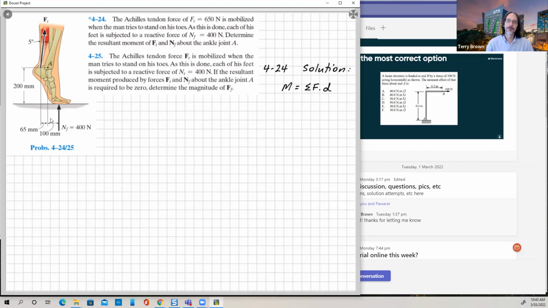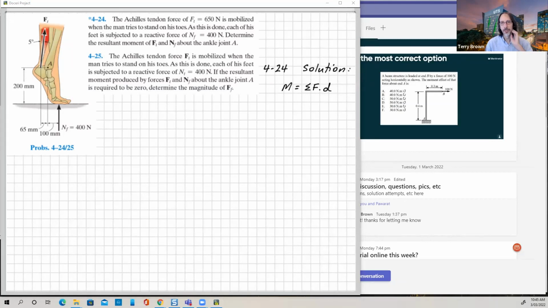So the moment effect of this force Nf should be easy enough now that we've gone through that revision of calculating moments of a force. This one may cause a little bit more trouble.